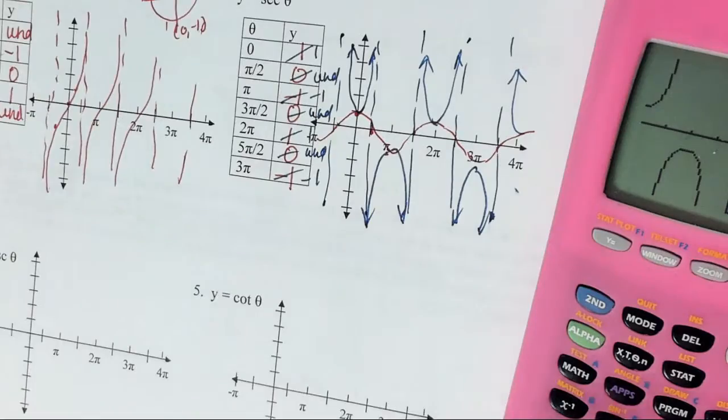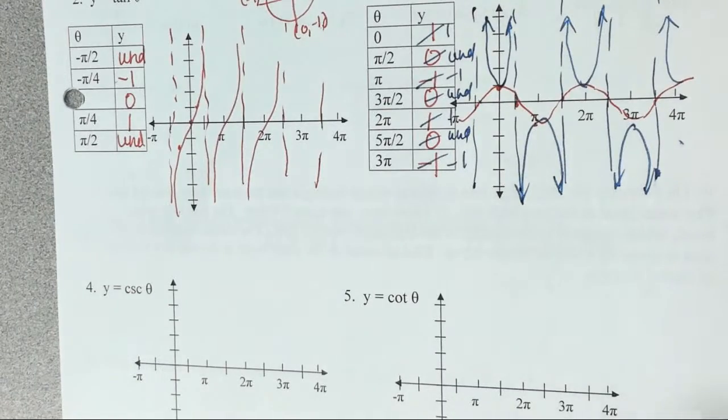Okay, we're not going to graph cosecant and cotangent. Again, just do it on your calculator, look at the charts, etc. All right, let's flip over to the back.